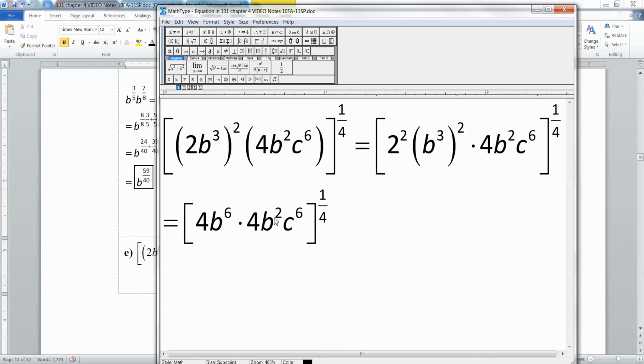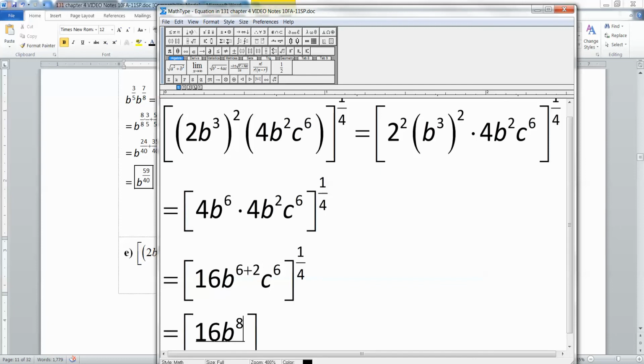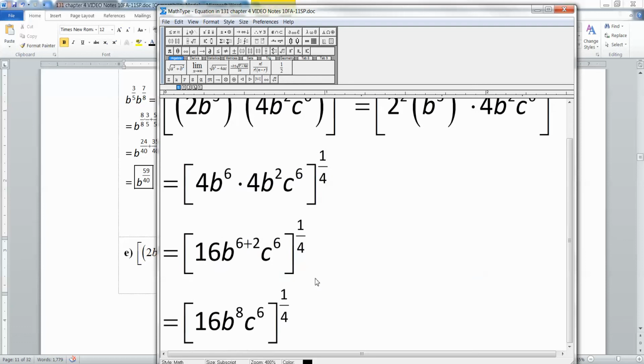All right. So what does that mean? Well, I can clean this up a little bit. 4 times 4 is 16 the last time I looked, right? 4 times 4 is 16. And then the b's. Now what you can do is add these. It's 6 plus 2. And then c to the 6 just sits there. You haven't done anything with it. All right. And then let's see, we got 16, b to the 8, c to the 6, all raised to the 1/4 power. Right, because 6 plus 2 made 8.